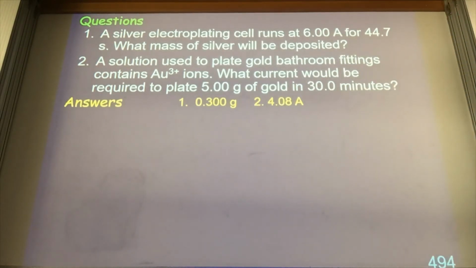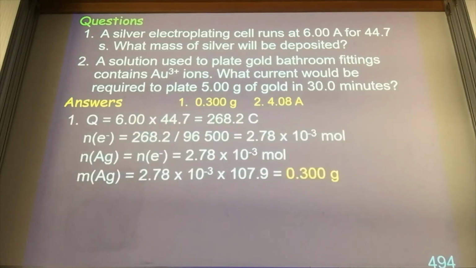Okay, now for the solutions to the Faraday's law questions. So the first question is a fairly simple Faraday's law question in which we go from electrical information and turn that into chemistry information. So current and time is what we're given.